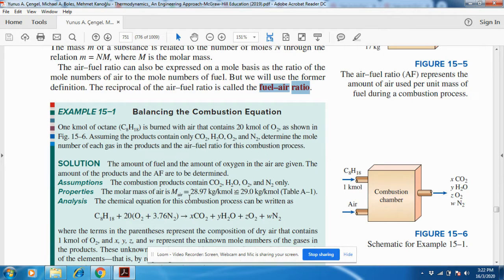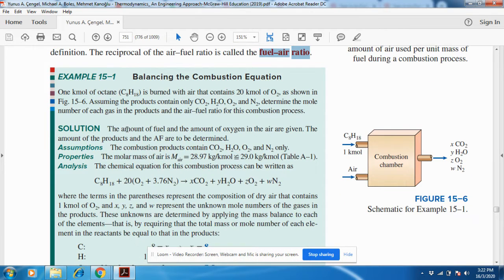Now we are going to learn how to balance the combustion equation, how to balance a chemical equation which is basically describing the combustion process. We are given this information: 1 kilomole of octane is burned with 20 kilomoles of oxygen, assuming the product contains CO2, water, oxygen, nitrogen. Determine the mole number of each gas in the products and the air-fuel ratio for the combustion process.